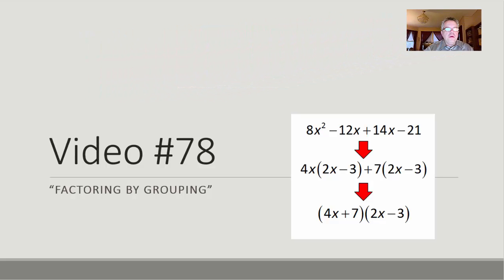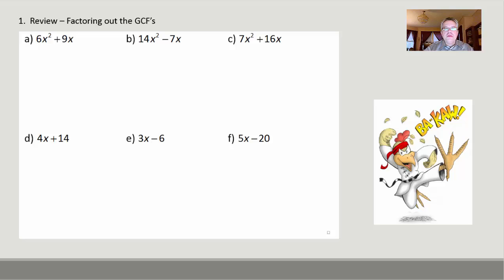All right, but I'm getting ahead of myself a little bit. First, I want to start with a little review. Factoring by grouping depends on the greatest common factor and being good at factoring out the greatest common factor. So it's never going to be too bad, though. These are very typical examples of what we need to do.